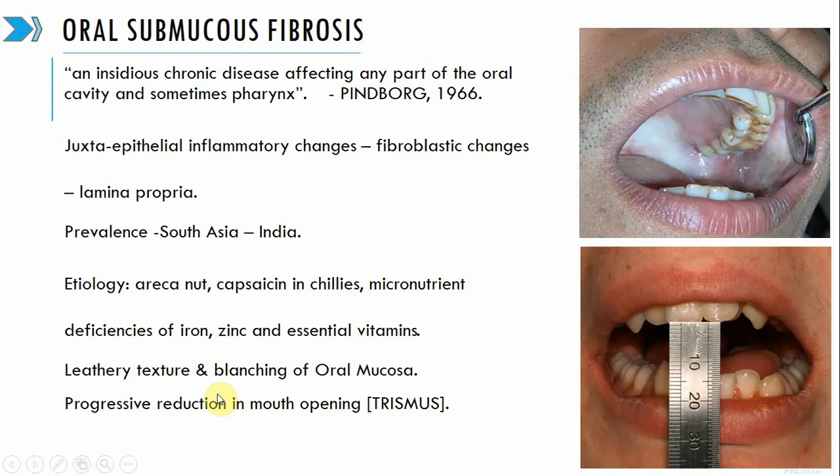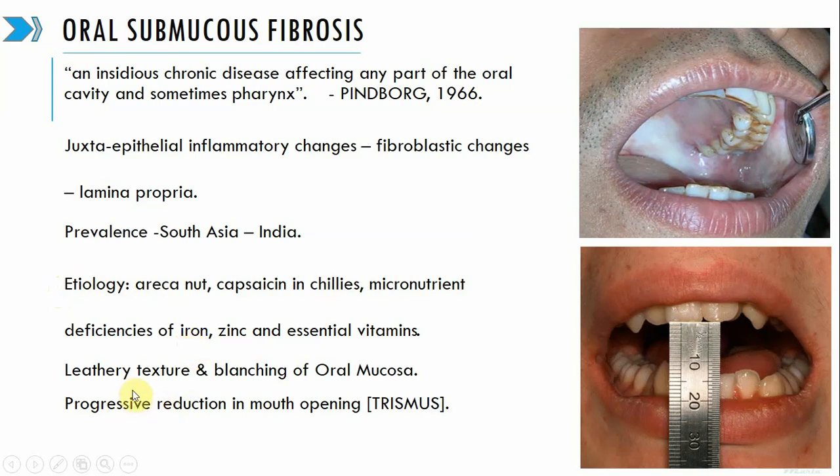Oral submucous fibrosis is defined as an insidious chronic disease affecting any part of the oral cavity and sometimes the pharynx. Histologically, this lesion exhibits juxtaepithelial inflammatory changes and fibroelastic changes within the lamina propria. OSMF shows an increased prevalence in South Asia, particularly in India. The etiological factors associated with oral submucous fibrosis include areca nut, capsaicin from chilies, micronutrient deficiencies of iron, zinc, and essential vitamins.